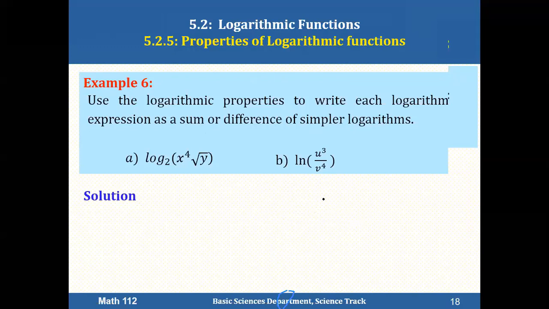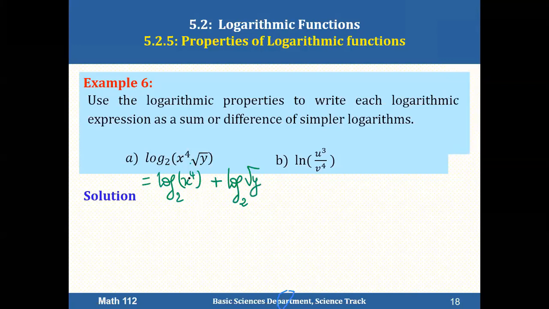Okay, now use the logarithmic properties to write either a sum or a difference. Here we have log base 2 of x4 times the square root of y. We want to break it apart. How do we break it? We said the log transforms the product into a sum of logs. So we have a product, what does it give me? Log base 2 of x4 plus log base 2 of the square root of y.